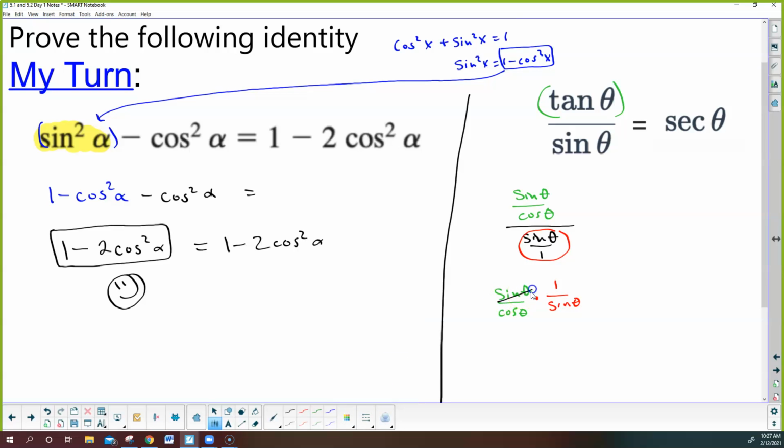And then you can see you got a sine on top and sine on bottom. And I'm left with 1 over cosine, but 1 over cosine is secant. And the left side equals the right side, so we're happy.